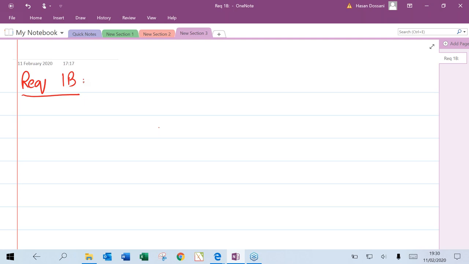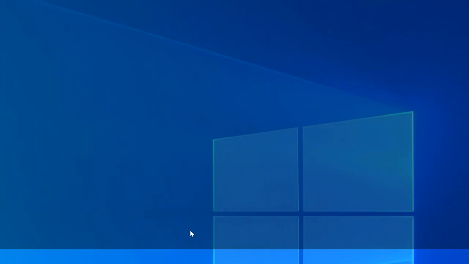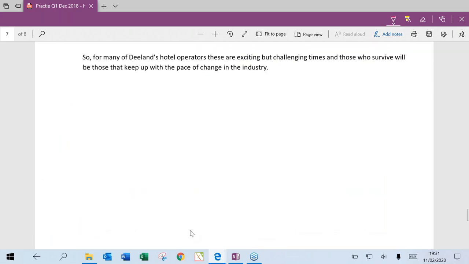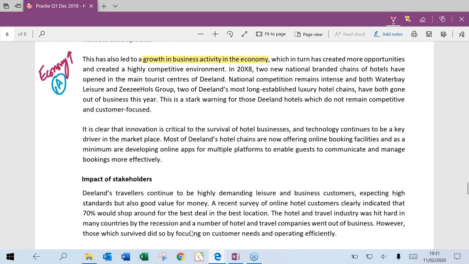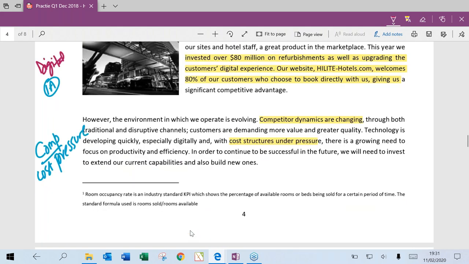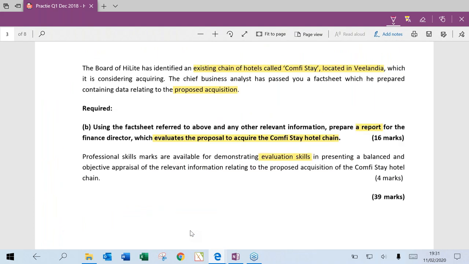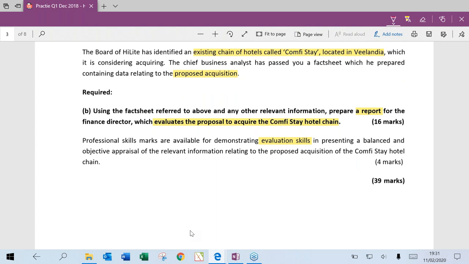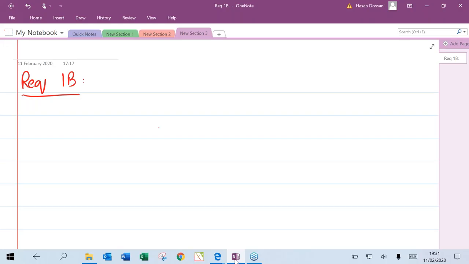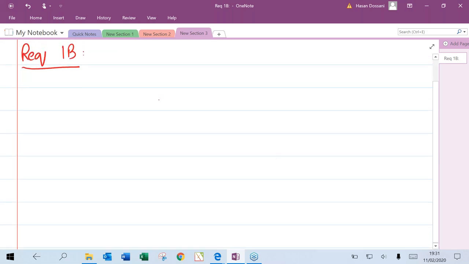Okay. Now, let's look at the question again. Is there any format required? Do you remember the examiner's comment yesterday that students do not focus on format? So let's look at the question again. Using the fact sheet, prepare a report for the finance director, which evaluates the proposal to acquire Comfy Stay Hotel. So we need a report format. As usual, we will give a big heading in the center.